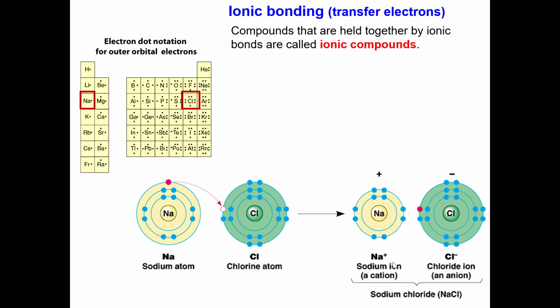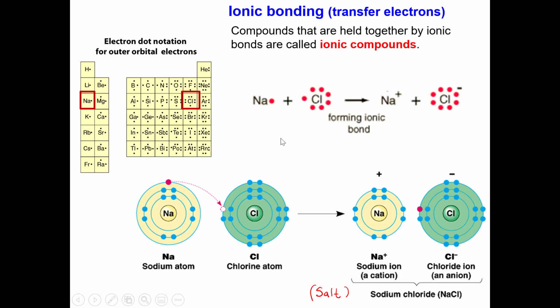When this happens, sodium becomes a positive ion and chlorine becomes a negative ion. Then the positive and negative charges attract to form a new compound. This compound is called sodium chloride. Sodium chloride is just the salt we use for cooking. It's the same thing.